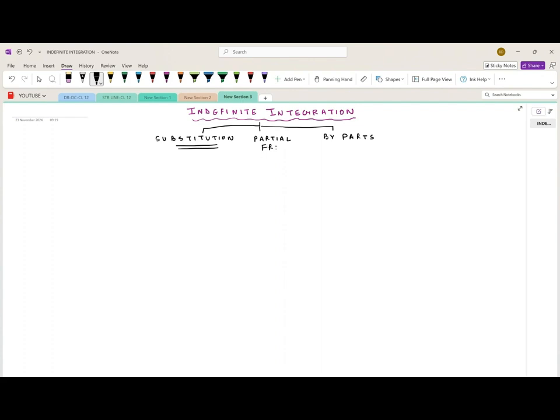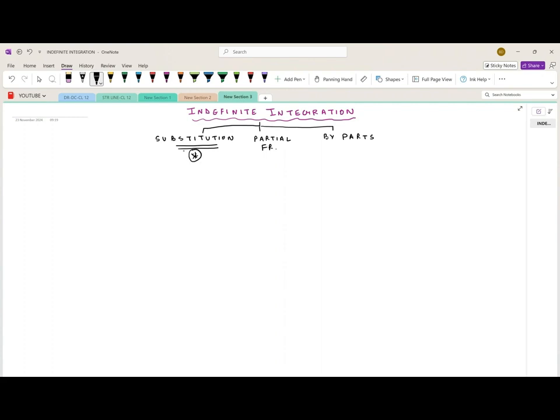But partial fraction and by parts, these two have a specific algorithm or structure, and it is almost 100% sure that you will get sums from these two portions, partial fraction and by parts. So make sure that you prepare partial fraction and by parts very, very thoroughly. And then substitution, if you can practice enough, of course you can do it. So I'm going to deal with the substitution part.